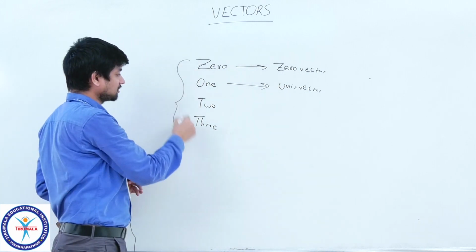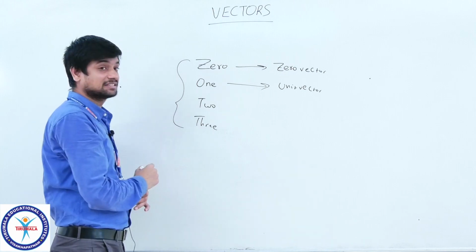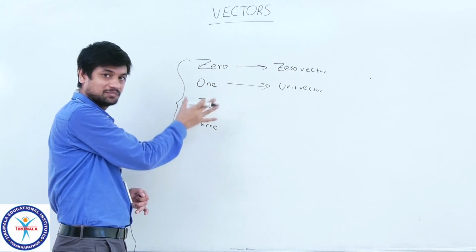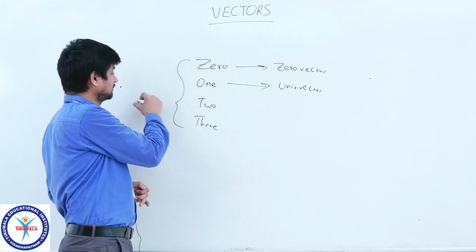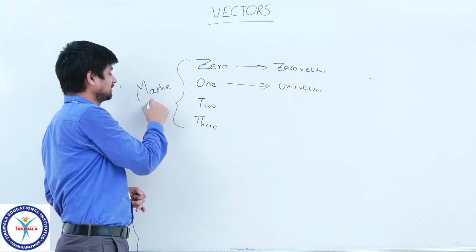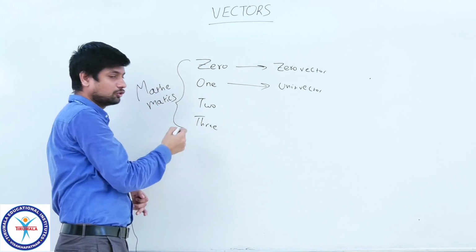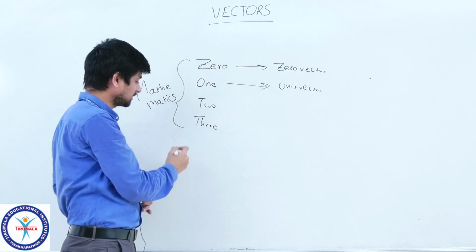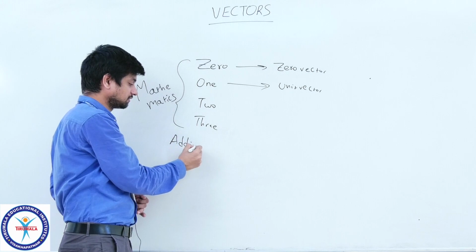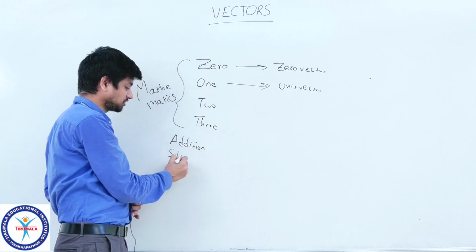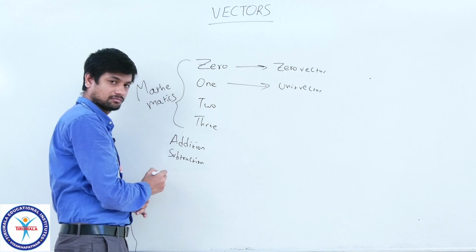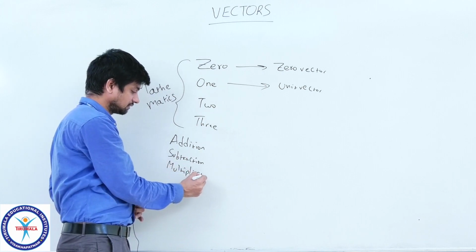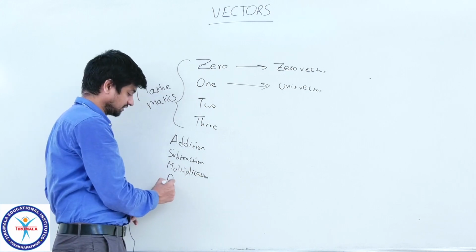In normal mathematics, you have some mathematical operations. What are the set of values in this normal mathematics? By using all these values, you do some operations. What are they? Addition, subtraction, multiplication and division.